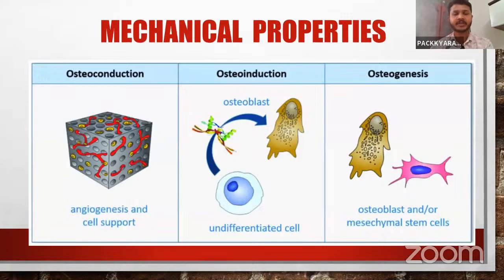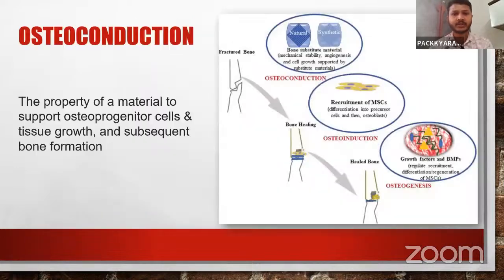Coming to the mechanical properties, these three are what is considered the basic properties of any bone graft. We have to consider osteoconduction, osteoinduction, and osteogenesis. What are these? We can see specifically. Osteoinduction is the ability of the material to support or to induce osteoprogenitor cells and eventually lead to bone formation.